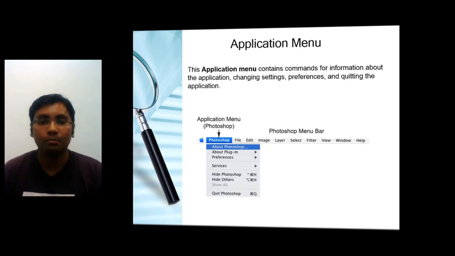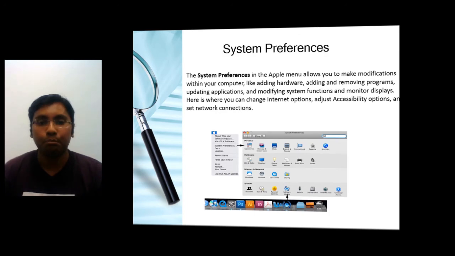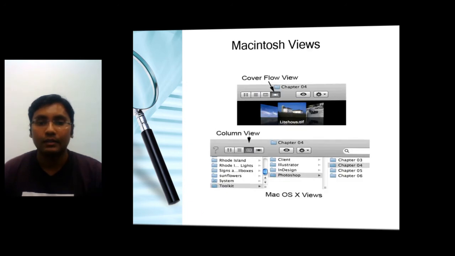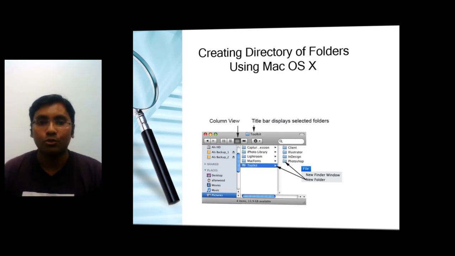And in the application menu, you can find lots of applications, for example Photoshop, Eclipse, and so on. And in system preferences, the Apple menu will allow you to make modifications within your computer, like adding hardware, adding and removing programs, updating applications, and so on. And there is the Macintosh view, if you click on it, you can see the cover flow view over here, and there's a column view. Also there is another option called creating a directory or folder using Mac OS. So you can create a directory and folder by using the title bar display command.